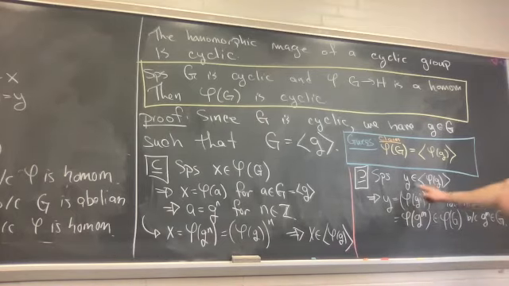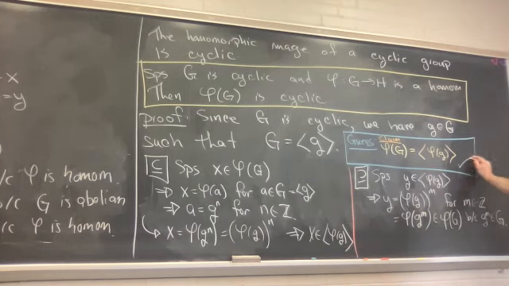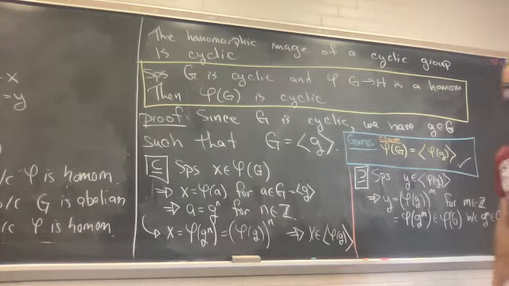We started with something in the right-hand side and we ended up with it being in the left-hand side. So we've shown containment both ways, which means that we've proven this claim. These two are equal. But these two being equal, well, the right-hand side is cyclic, right? But that means that this is cyclic as well. Okay, cool.